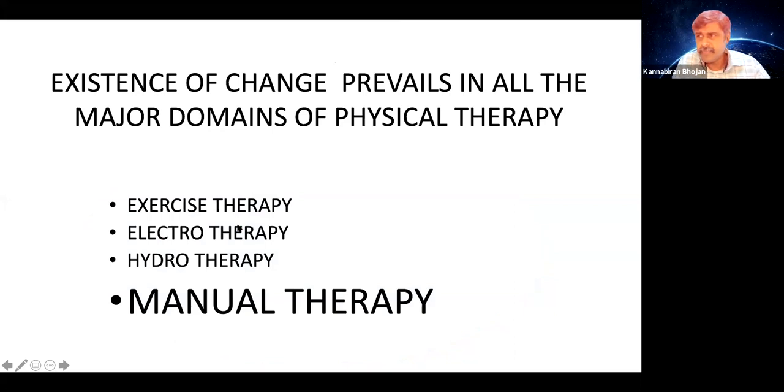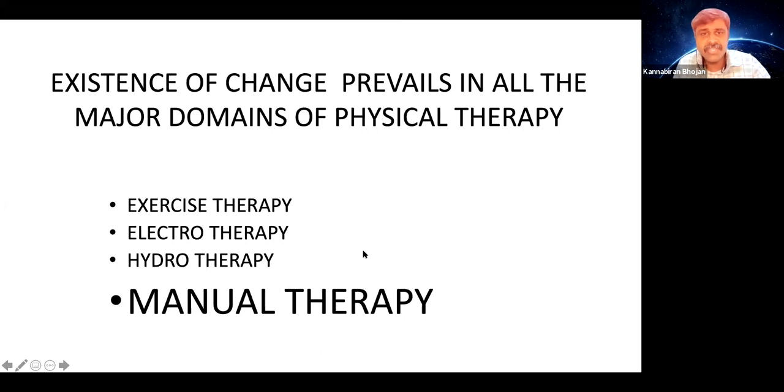So you all know there were different things existing earlier. In any field, for example emergency medicine, we know there are a lot of changes. The first 10 slides will tell you why you need to have an introduction on facial manipulation. There is a change in exercise therapy, in electrotherapy, in hydrotherapy, and in manual therapy.